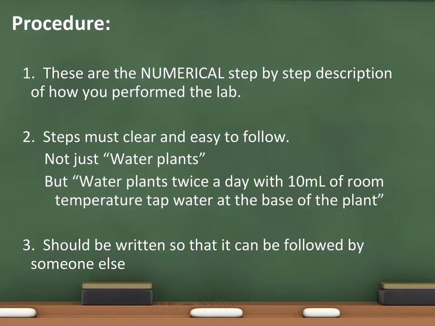Your procedure. These are the numerical steps, a step-by-step description of how you perform the lab. Steps must be clear and easy to follow. Not just I watered the plants, but water plants twice a day with 10 milliliters of room temperature tap water at the base of the plant. Now, I use that there is temperature and where I watered. So it needs to be a little bit more detailed. Number 3, should be written so that it can be followed by someone else.